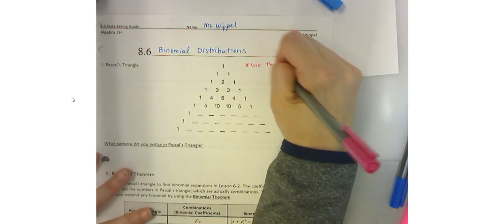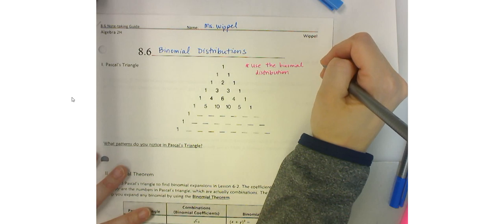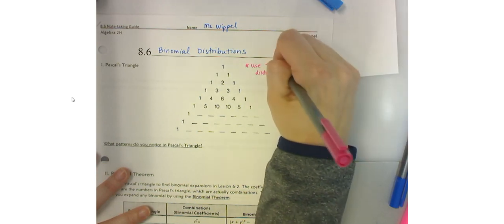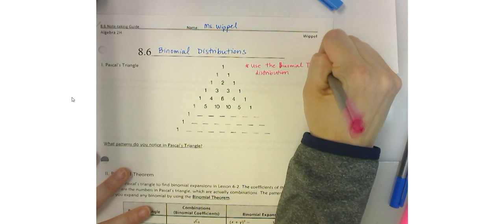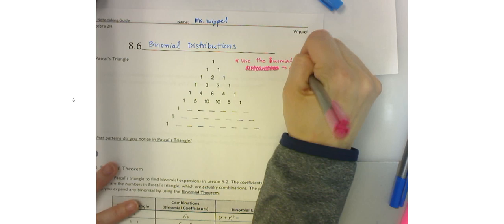You need to use the binomial theorem to expand a binomial raised to a power. And then we're going to find binomial probabilities and test hypotheses. So we are going to learn about how Pascal's triangle is related to probability today.